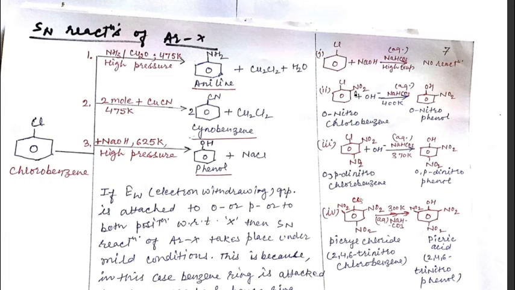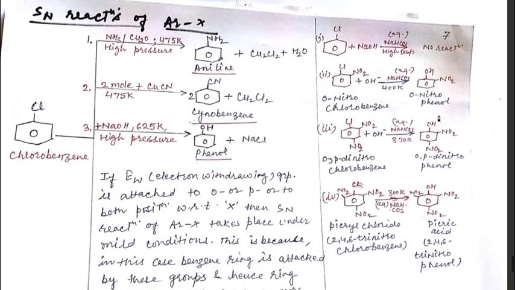But if ortho-nitrochlorobenzene is treated with sodium hydroxide under the same conditions, then at 400 Kelvin temperature, this Cl is substituted by hydroxyl group and we get ortho-nitrophenol. If 2 nitro groups are present, one at ortho and one at para to this chlorine group, then only 370 Kelvin temperature is needed when it is treated with NaOH in presence of aqueous sodium hydrogen carbonate and chlorine is substituted by hydroxyl group.